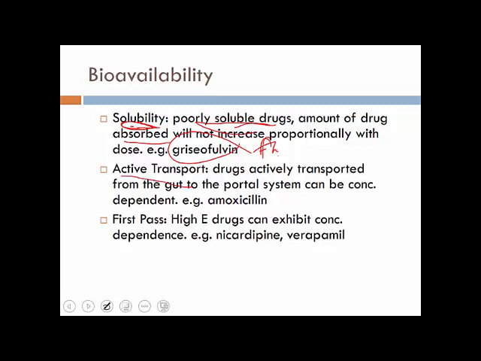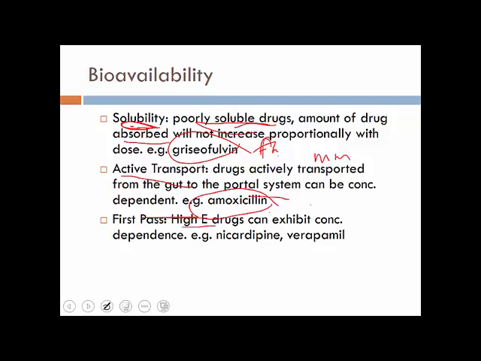Any drug that is actively transported, then we know that's Michaelis-Menten, isn't it? So any drug that's actively transported from the gut to the portal system can also be concentration dependent, and amoxicillin is an example of that.